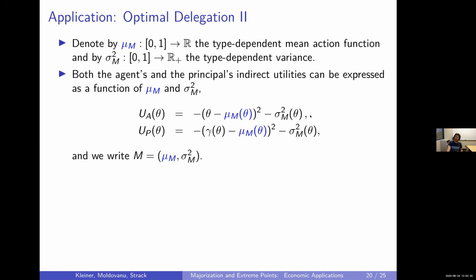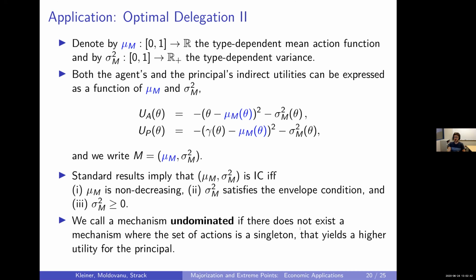So now that it looks almost like a quasi-linear utility setting, you can apply the standard tools and, for example, try to characterize what are the incentive-compatible direct mechanisms. And the standard results, and this has been done, for example, by Kovac and Mylovanov, they show that such a mechanism is incentive-compatible if and only if 3 conditions are satisfied. So the first one is the standard monotonicity constraint. This mean action function has to be non-decreasing.